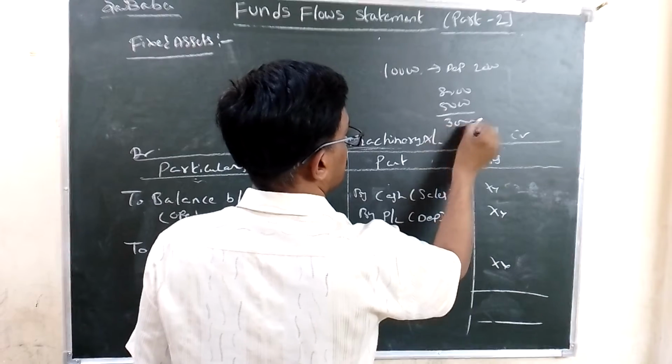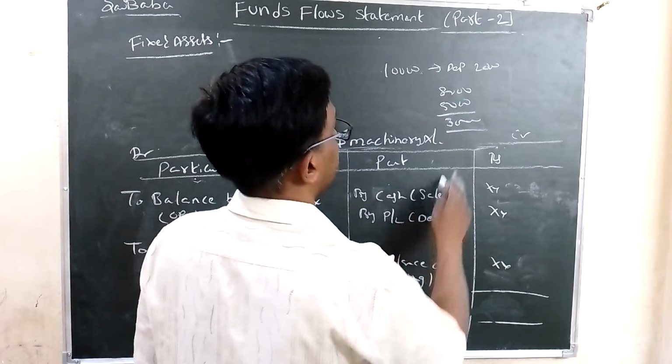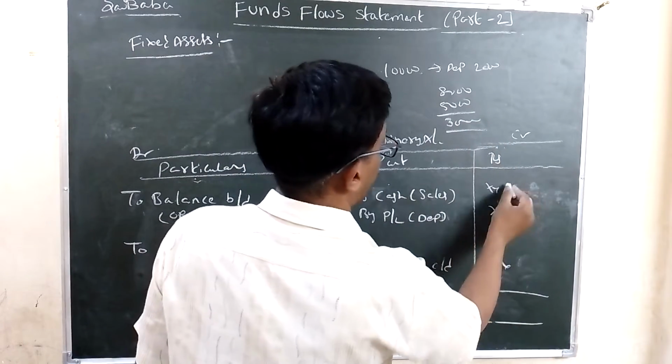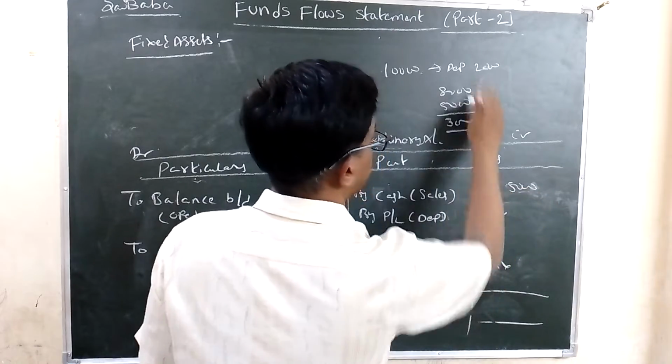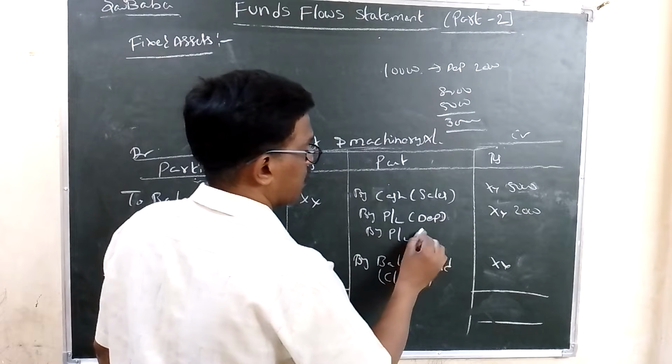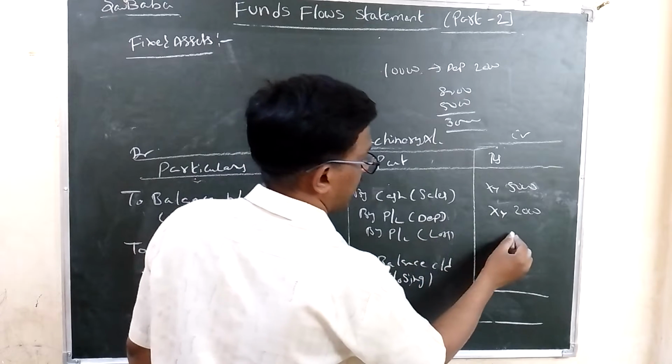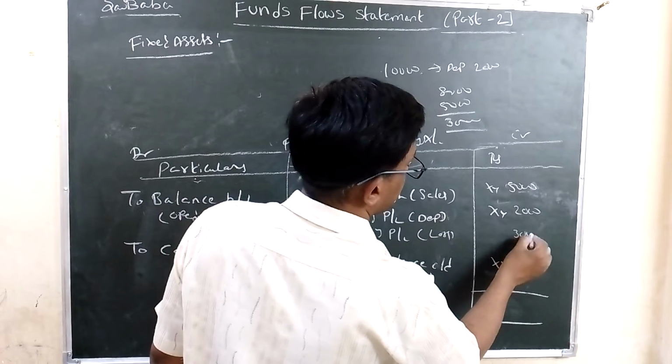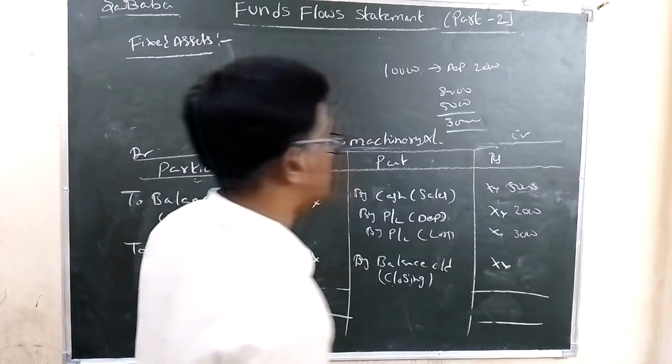Okay, next, for example, 10,000 machinery, with depreciation 2,000, remaining 8,000, sold 5,000, loss 3,000. Okay, so by cash will be shown as 5,000. By depreciation 2,000, and the remaining by profit and loss account, loss on sale, 3,000. In this way we have to show it in the plant and machinery account.